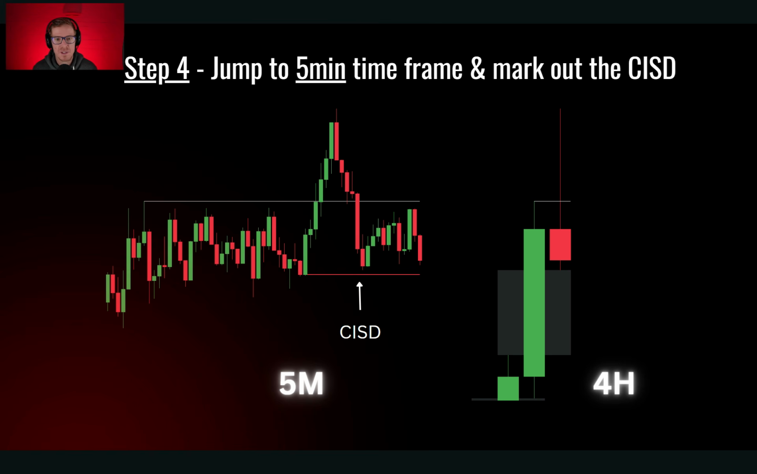Step number 4, jump into the 5-minute time frame and mark out the CISD. So you can see over here we got our higher time frame candles. We get that failure to displace. It is happening at a key level. Once we get all this criteria, we want to mark out our CISD level, and then we want to wait patiently for price to break that level.